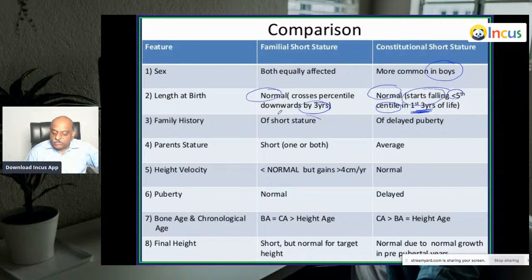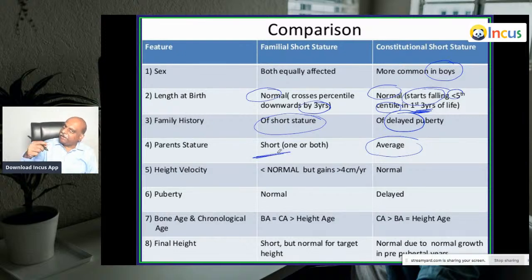Then there is a family history of short stature in familial short stature. Whereas in constitutional growth delay, there is only a delayed puberty in the family history. Parent stature is average in constitutional delay, but in familial, even parents are short, child is also short. The height velocity is normal in familial short stature. Puberty is delayed in constitutional growth delay.